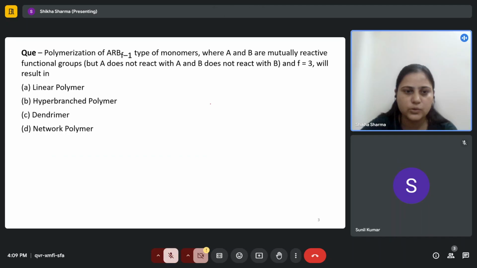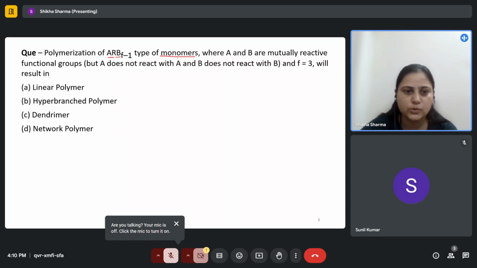So let's begin with problem number 1, which is the polymerization of AR B F minus 1 type of monomers, where A and B are mutually reactive functional groups. So A is a functional group which is reactive with the B functional group. So we are saying AR B subscript F minus 1 type of monomers.